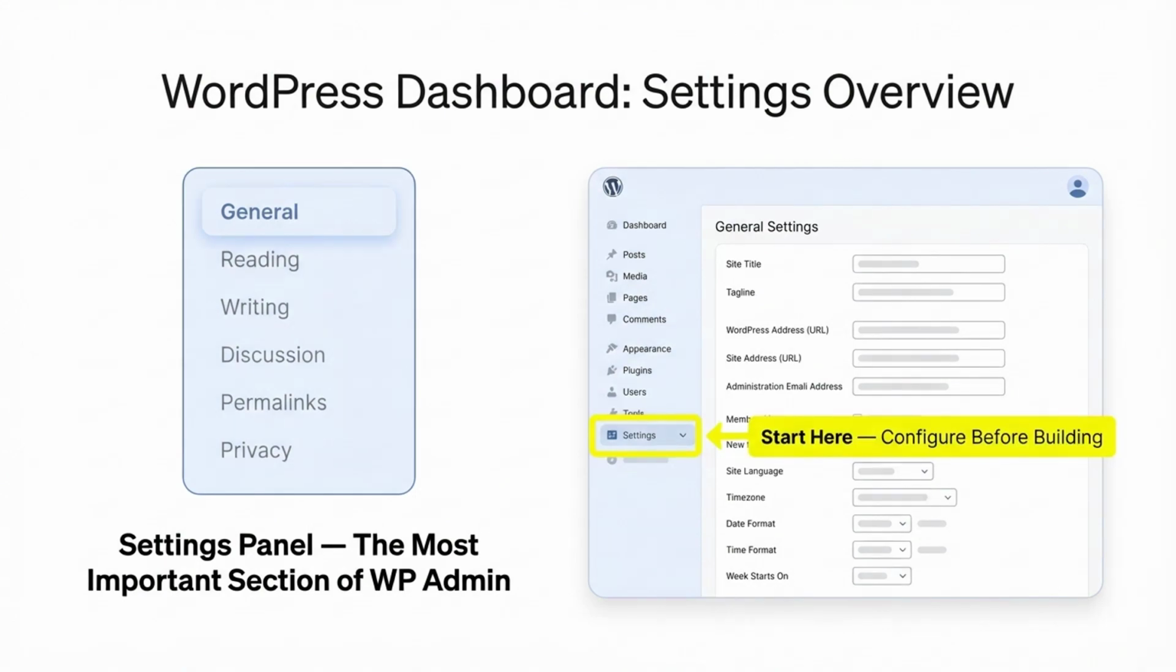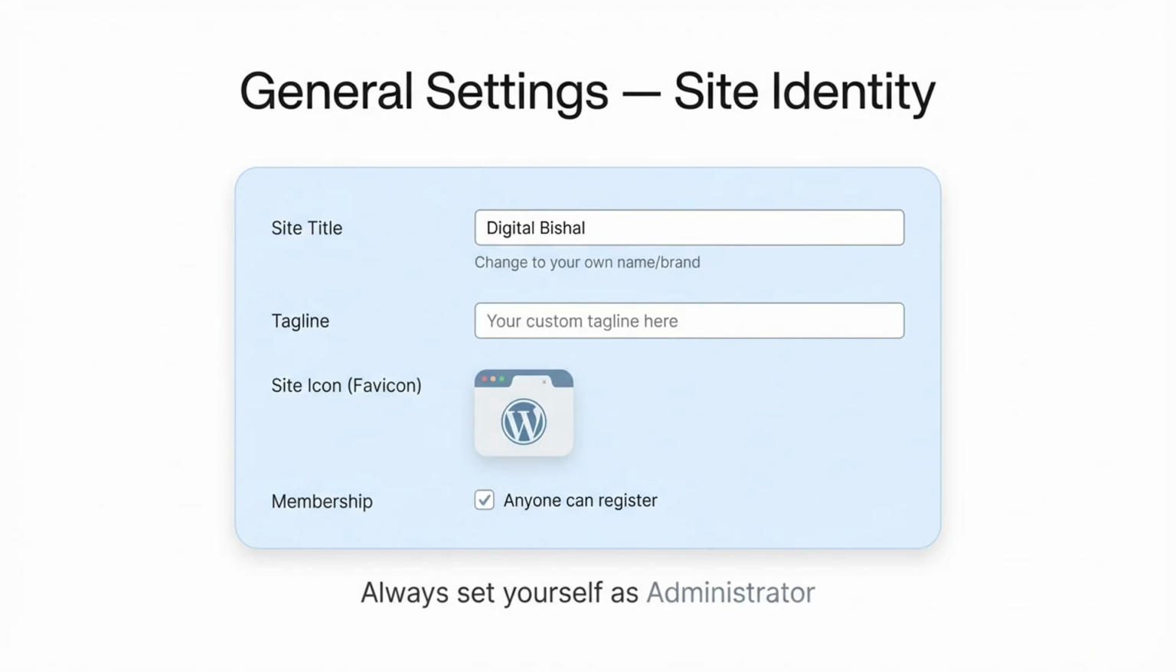The settings menu is right here in the left sidebar of your WordPress admin. Before you install themes, before you add plugins, before you write a single post, come here first and get these options set up properly. Inside General Settings, the first thing to update is your site title. If it currently says something like Digital Bishal, change it to your own brand name. Right below that is the tagline. Write something that describes what your site is about. These two pieces of information appear in browser tabs and search results, so they matter.